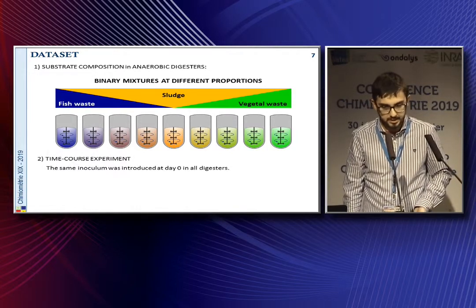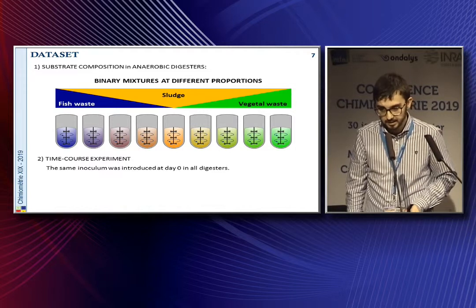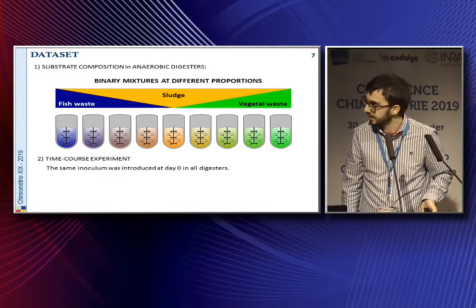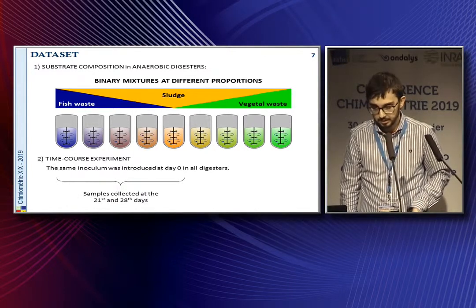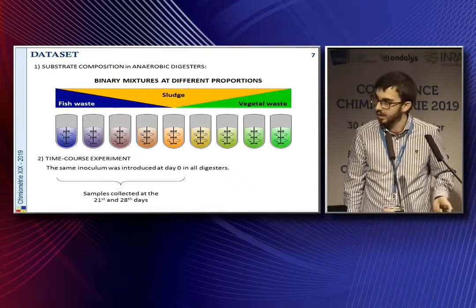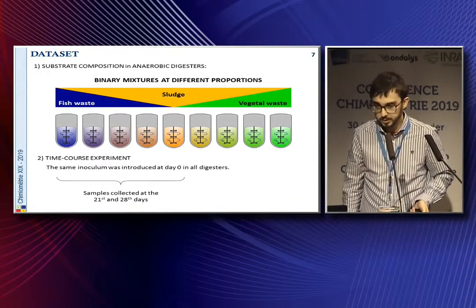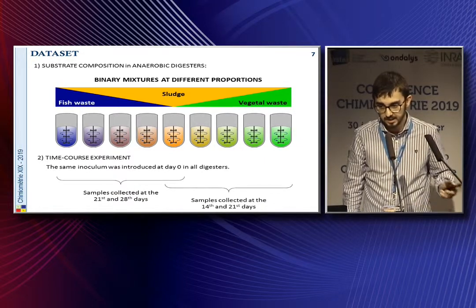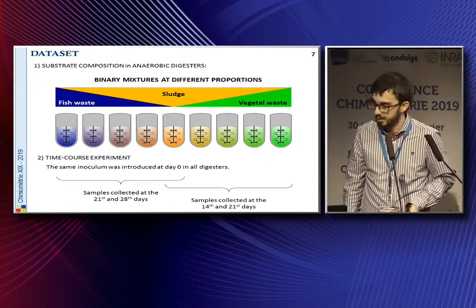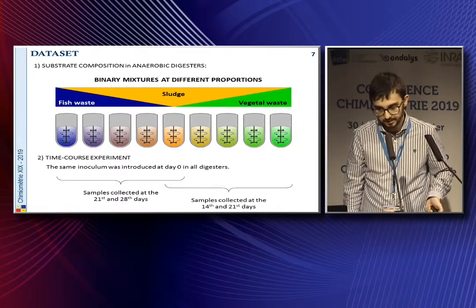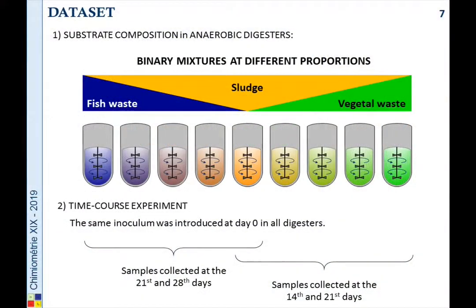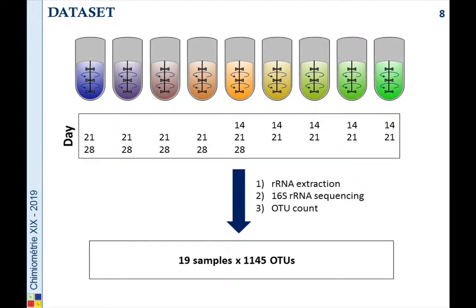Moreover, we performed this experiment using a time course experimental design, meaning that we introduced the same inoculum at day 0 in all the digesters, and then we took 2 time points. For the mixture of sludge and fish waste, we took the samples at days 21 and 28, and for the reactors that contain a mixture of sludge and vegetal waste, we collected the samples at days 14 and 21. We used these 2 different time scales because we observed that the production of methane was different for these 2 different mixtures. So we collected the samples, in total 19 samples.